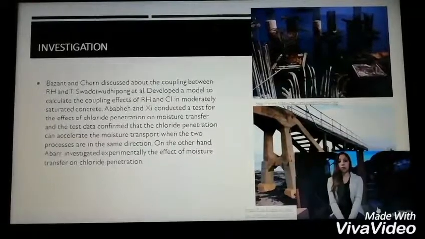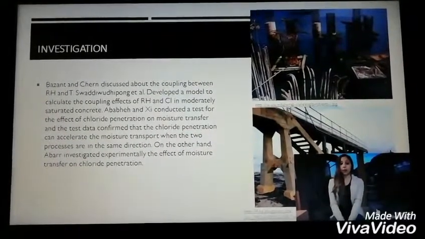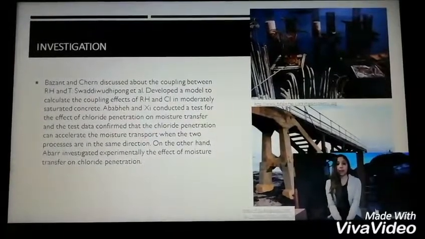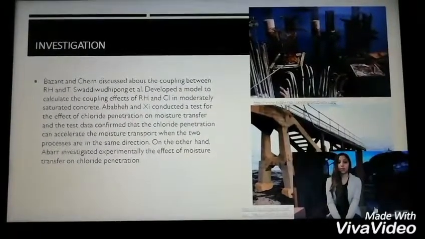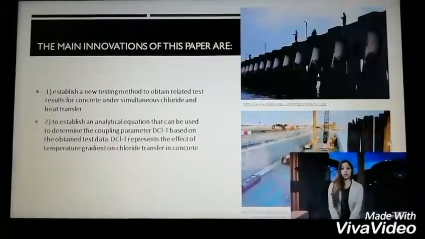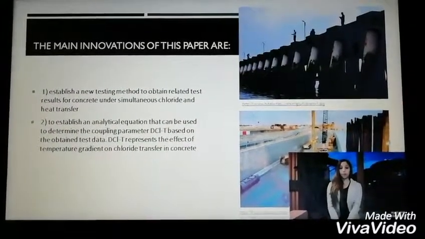The effect of moisture transference on chloride penetration, and the tests that show that the effect of moisture transference on chloride penetration is significant. The innovation of this document.